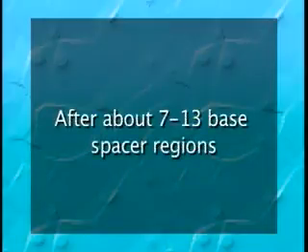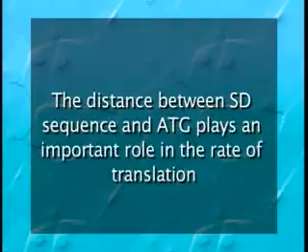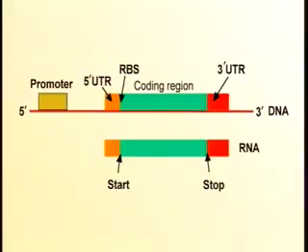After about 7 to 13 base spacer regions, the initiation codon ATG is present. The distance between the SD sequence and ATG plays an important role in the rate of translation. The initiation codon is followed by the coding region of the gene.